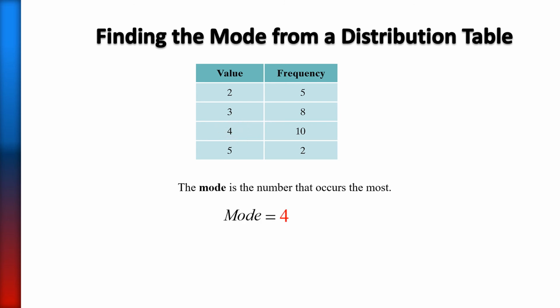So that is my mode. My mode is 4 because it occurs more than any other number. I only have the 4 numbers, 2, 3, 4, and 5. And out of all those numbers, 4 appears or occurs more than the others.